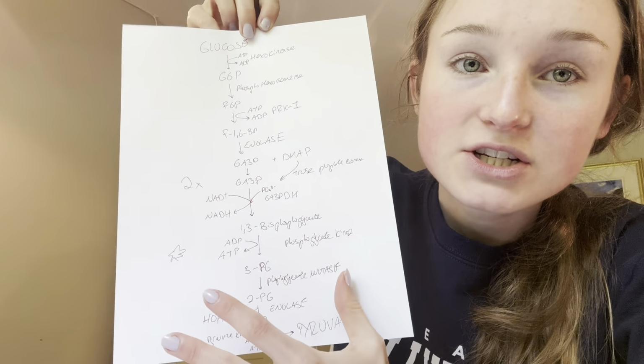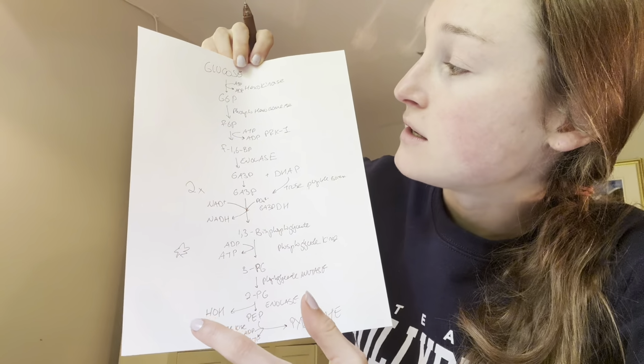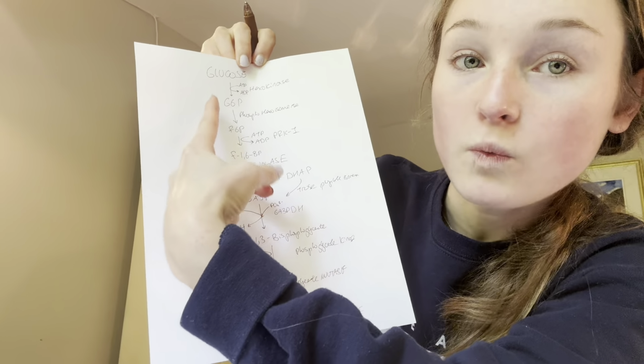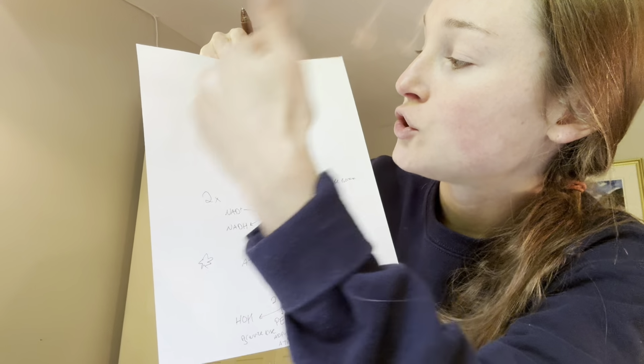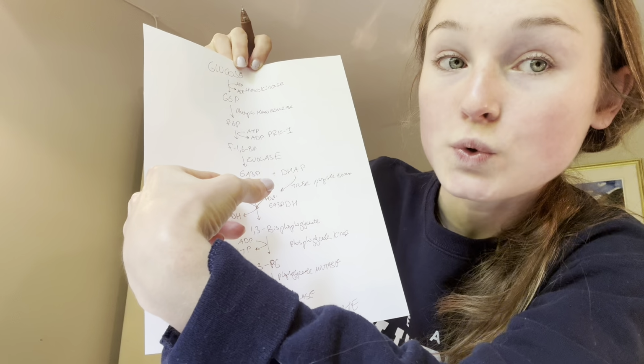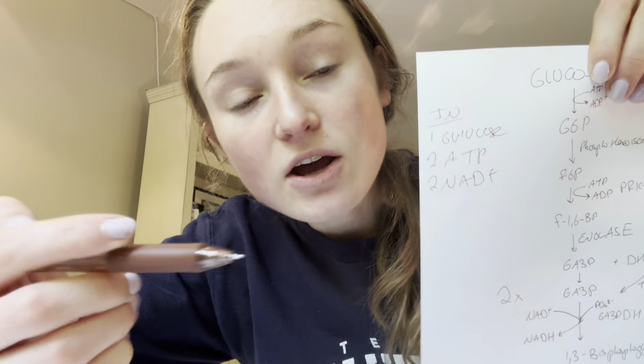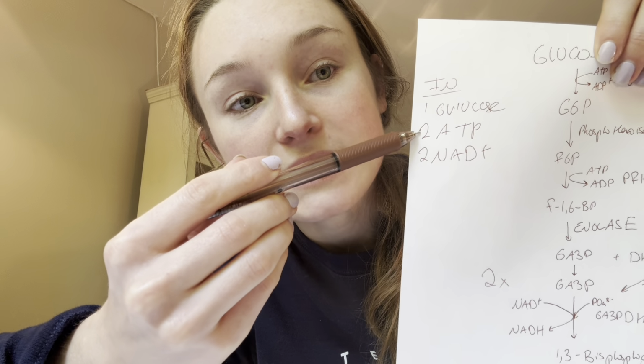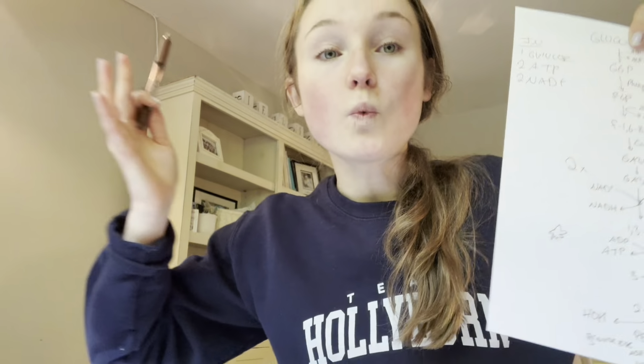Right now, let's just finish glycolysis. What have we done? We invested 1 glucose, 2 ATP molecules, and 2 NAD plus. Into glycolysis, 1 glucose, 2 ATP, 2 NAD plus. What did we get out of glycolysis?